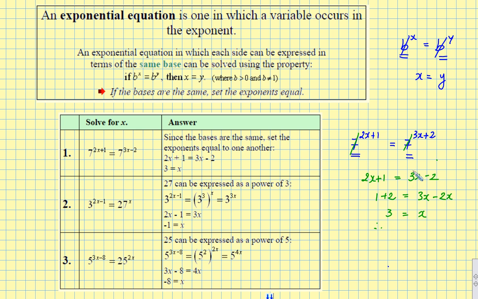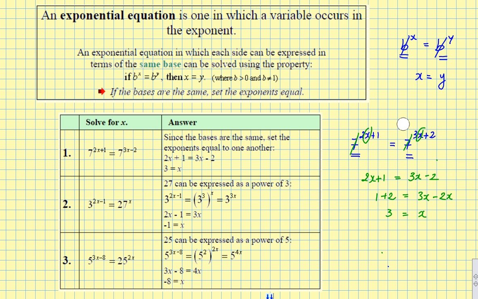So that tells me that in order to make the left-hand side of my equation equal to the right-hand side, the value of x up in the exponent would have to be equal to 3. All right, so let's take a look at another example.